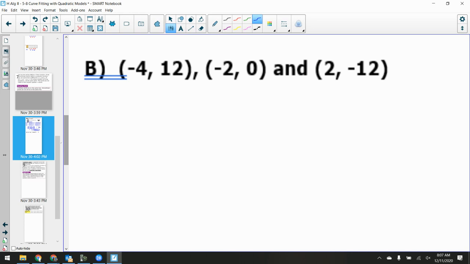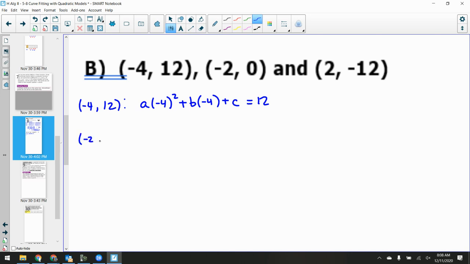-4, 12, -2, 0, and 2, -12. All right, so that means -4 comma 12 is going to get me, remember that it's A times x squared plus B times x plus C is equal to y. Right, I'm plugging -4 in for x and 12 in for y.